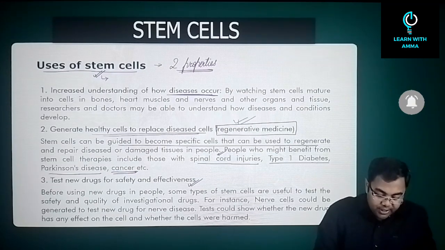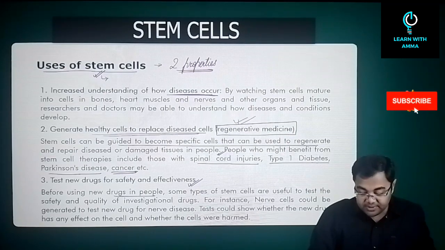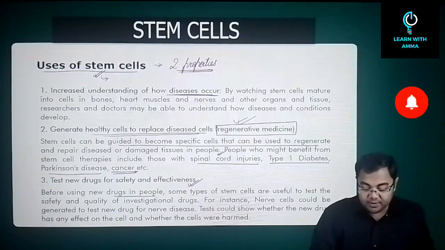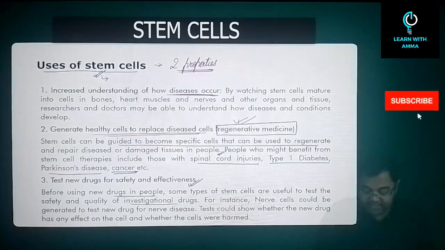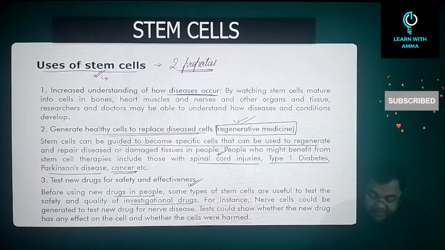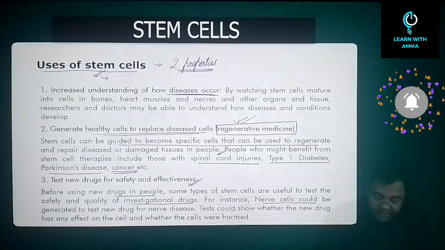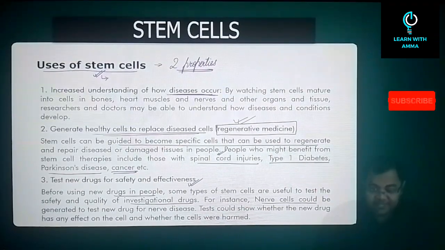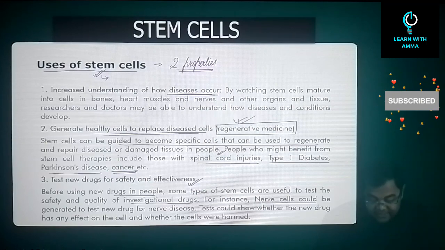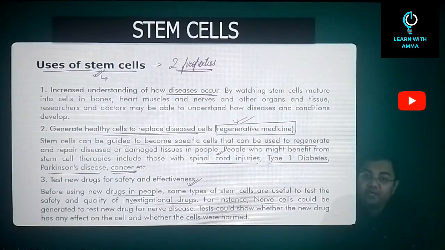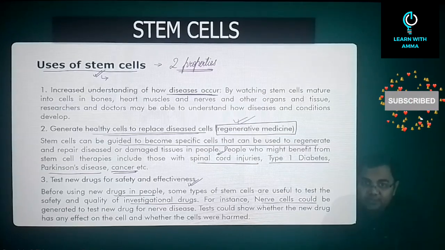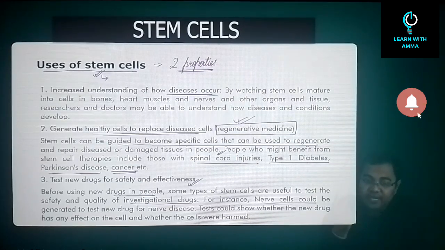So before using new drugs in people, some types of stem cells are useful to test the safety and quality of investigational drugs. For example, nerve cells could be generated to test new drugs for nerve disease. Tests could show whether the new drug has any effect on the cells and whether the cells were harmed. So this is what I was saying, that there are two ways in which you can look at this.